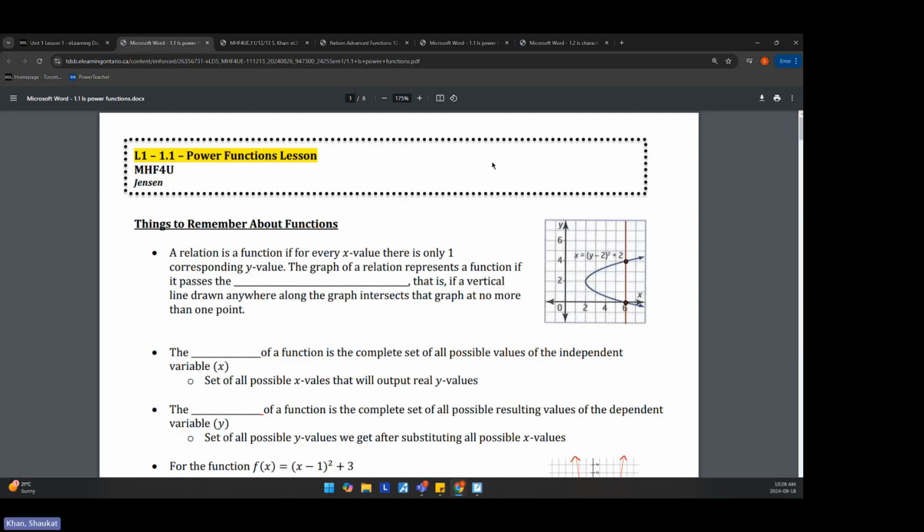We have to define a function. So a relation is a function. A relation is anything that you can graph, when you're comparing two variables, you can graph points or lines or circles or shapes. So those are all relations. But very specific relations are called functions. And they follow the rule that for every x value, there's only one corresponding y value.